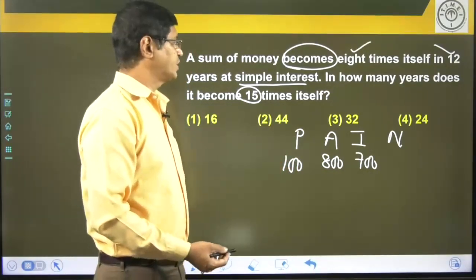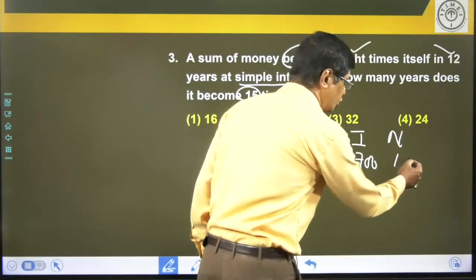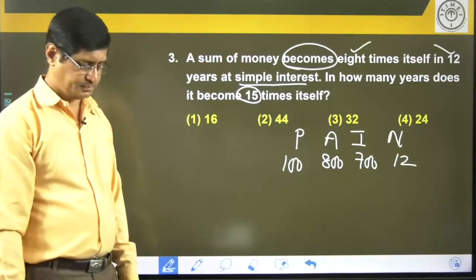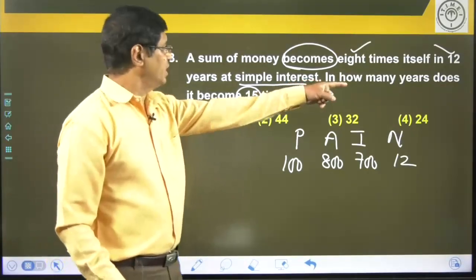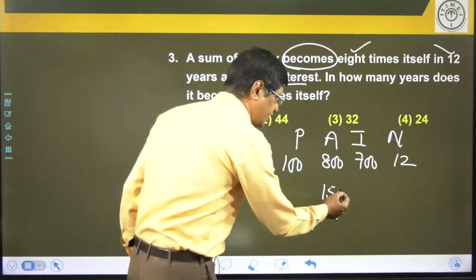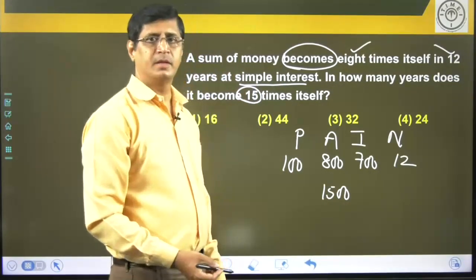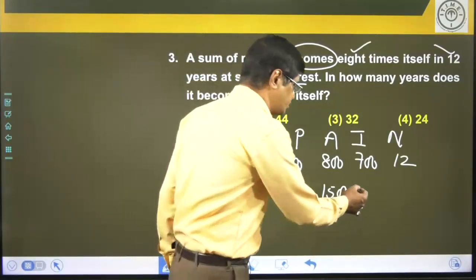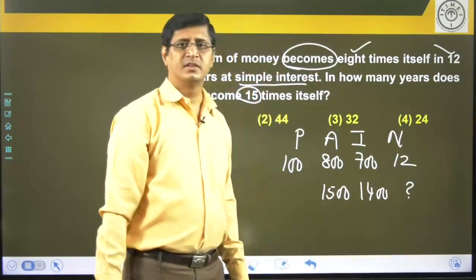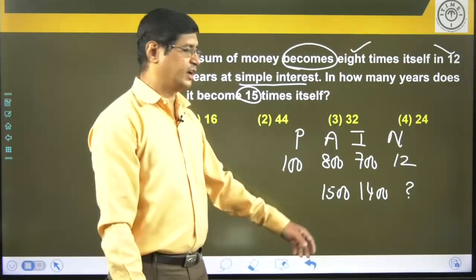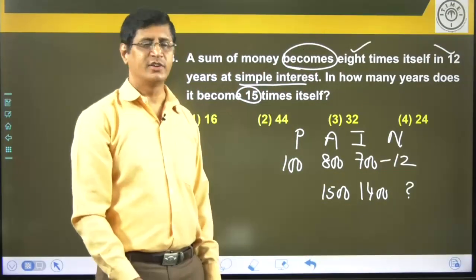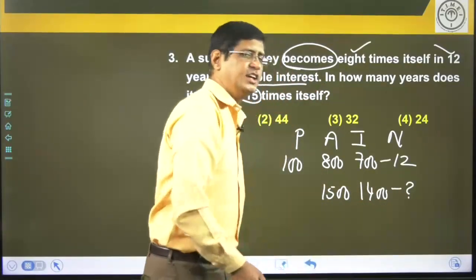Now, earning interest of 700 over a period of how many years? 12 years. 12 years lo 700 interest vastundi. Now, in how many years does it become 15 times of itself? 15 times of itself means 100 anedi manaki 1500 avali. So, what is the interest value? Interest is 1400. How many years required to get 1400 interest? 700 interest manaki 12 years lo vaste 1400 interest any years lo vastundi.